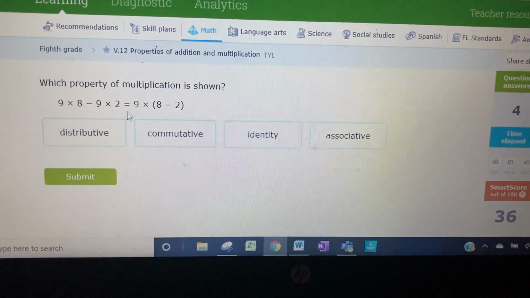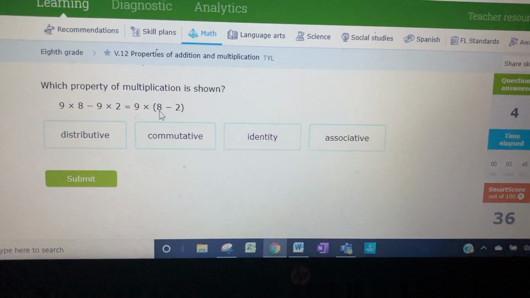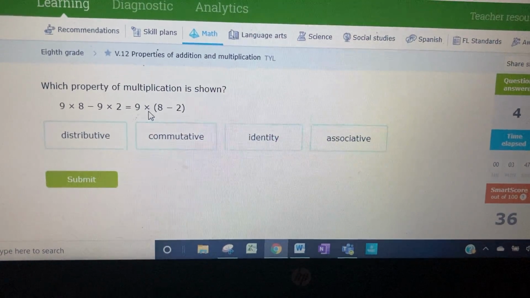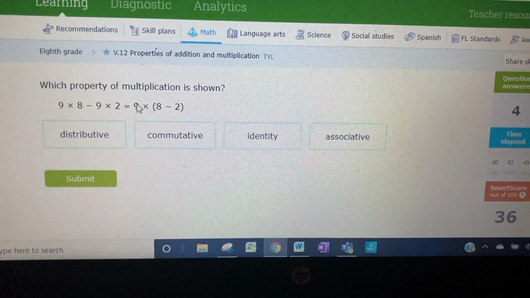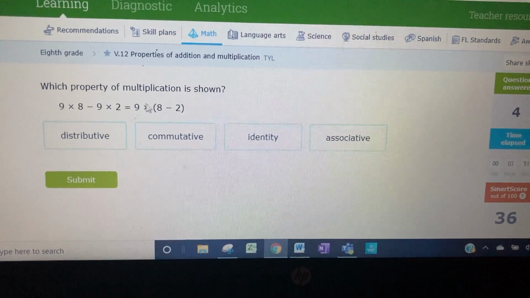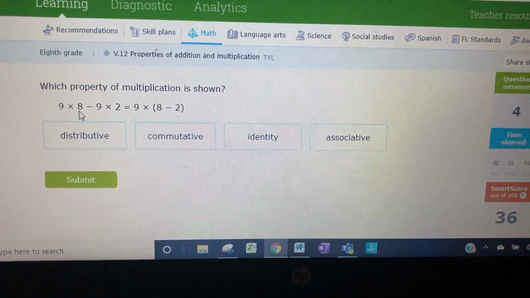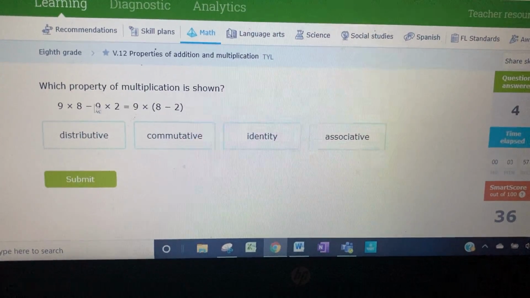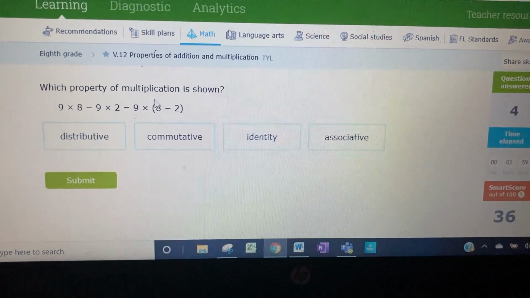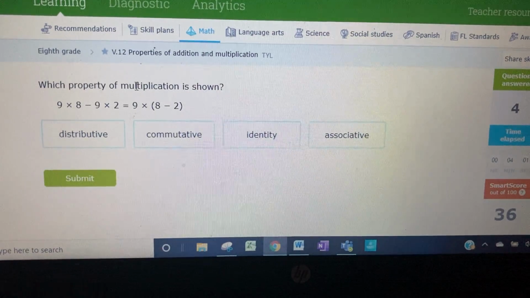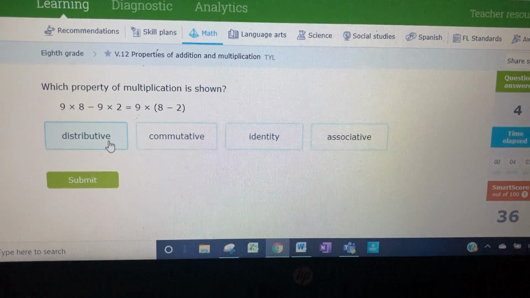This actually is distributive. Remember, when you have a number next to another number in parentheses, it's multiplication. They were nice enough to give us the little multiplication sign. So this would be 9 times 8. If I were to distribute this, it would be 9 times 8, and then minus 9 times 2. So this is the distributive property.